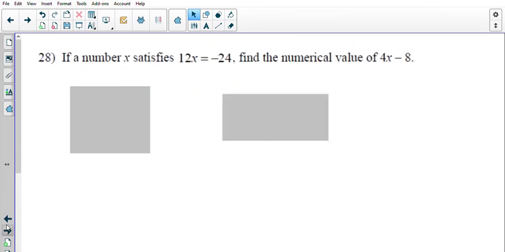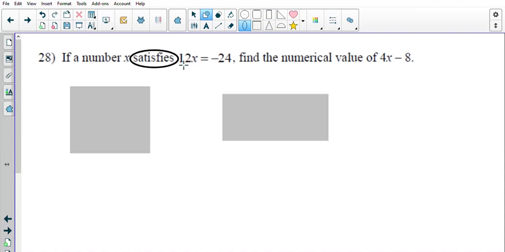All right, number 28. This is a higher level question like we saw with solving equations by adding and subtracting, but I think it's good to see. If a number x satisfies 12x equals negative 24, find the numerical value of 4x minus 8. One of the things that confuses students a lot is this word satisfies. It just means this number x makes that equation true.